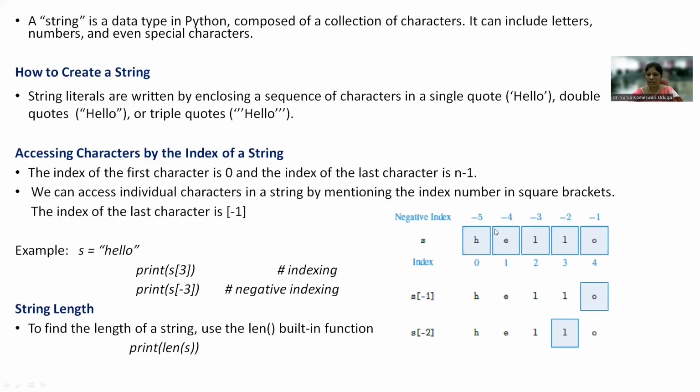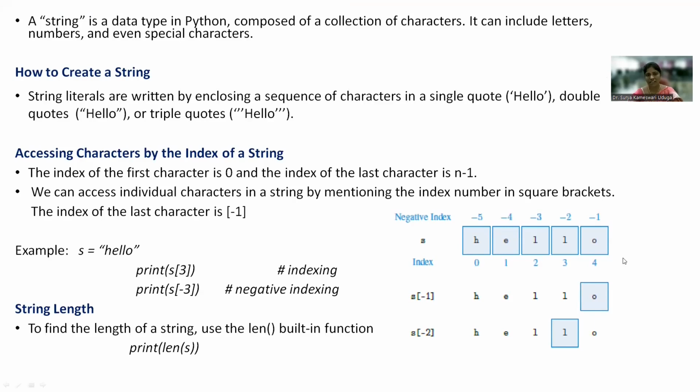Now we have another thing, that is another index number. Here we can access the characters of a string from the right side, with a negative index number. Actually, what does the index number mean? It is a positive number, starting with 0 and ending with n minus 1.